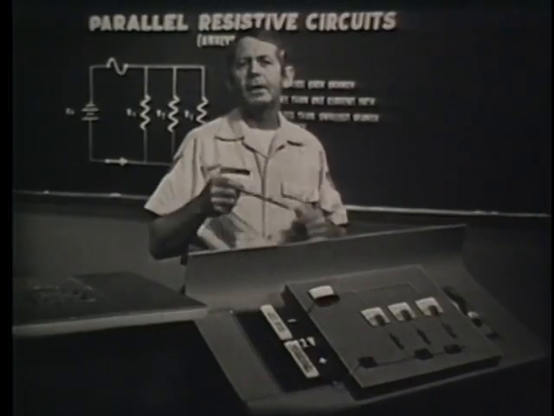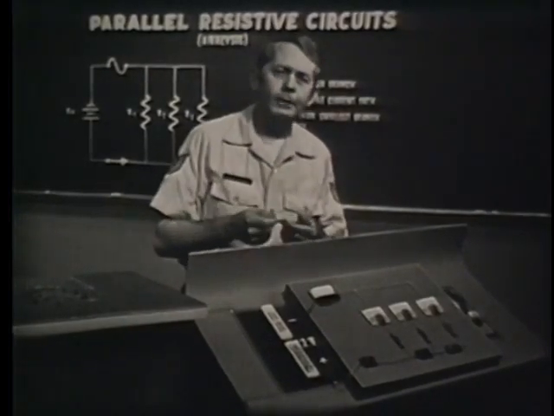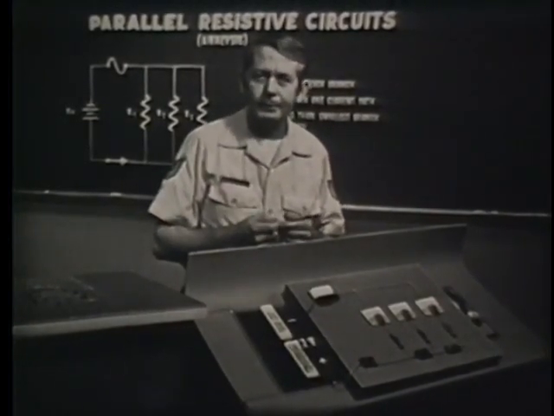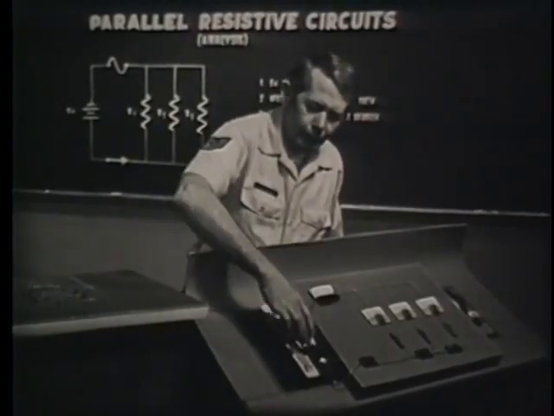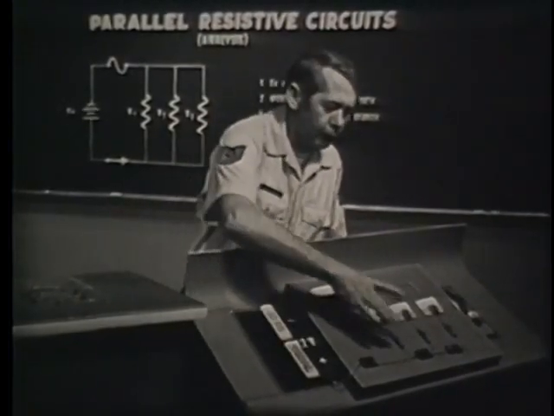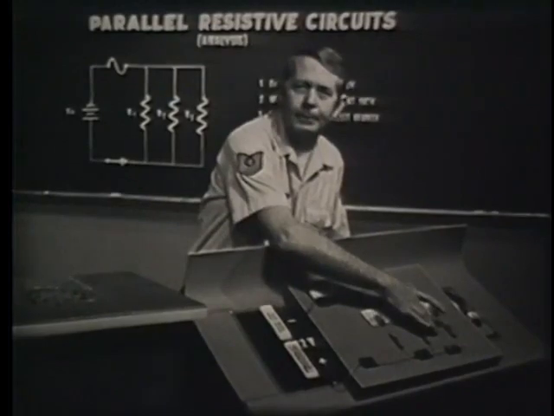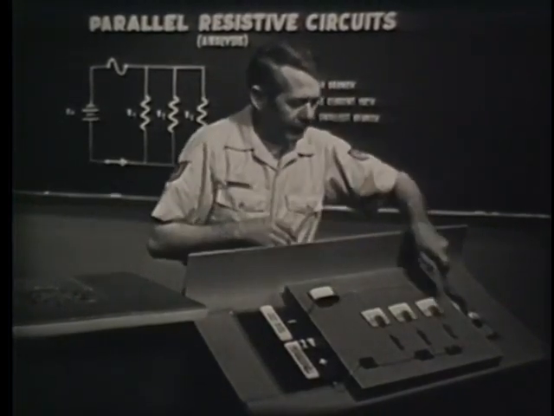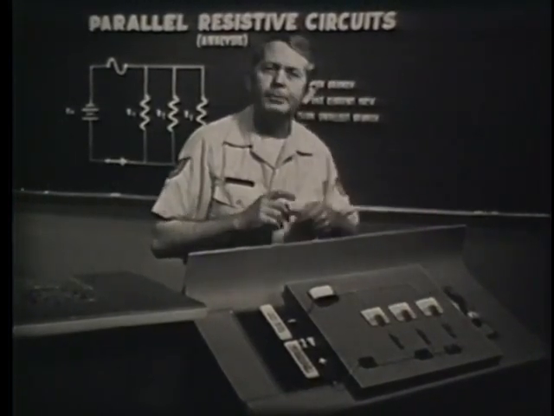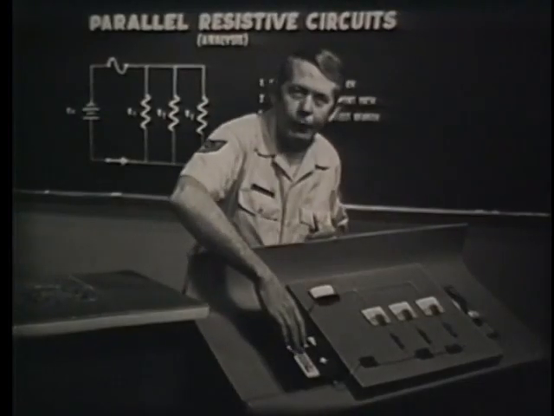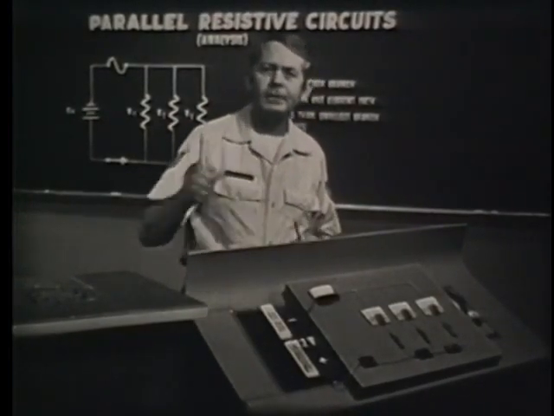Well, this is only logical since Ohm's law is used to determine current. Remember, the total voltage appears across each branch. Then the current in any one branch must be equal to the applied voltage divided by the resistance of that branch.